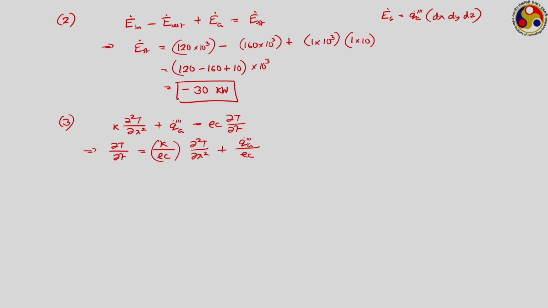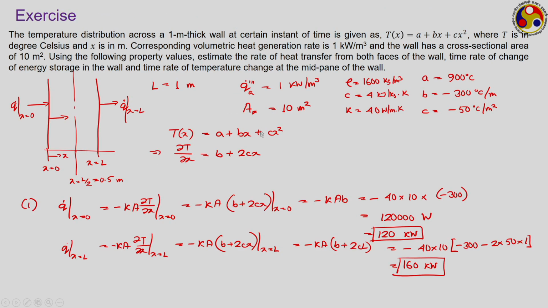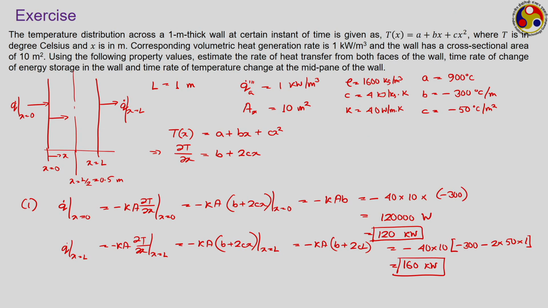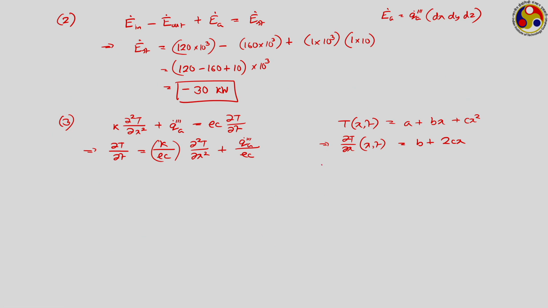Now, what was the temperature profile that was given in the previous slide? T was given, dou T dou x we calculated, but the second derivative we have not done. We had T as a function of x and t given as a plus bx plus cx square, which means dou T dou x at any particular location at a particular time can be given as b plus 2cx, which we have already used in the first part of the problem. Now, we need the second derivative.